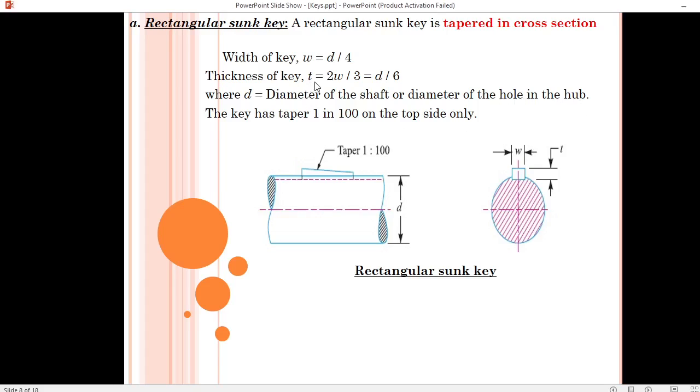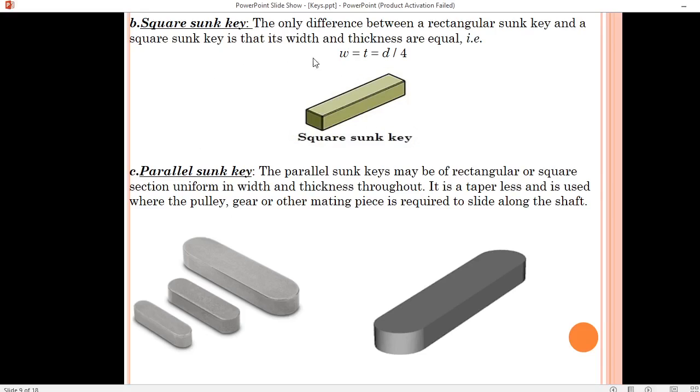Next, thickness of the key. Thickness of the key T is equal to 2 into W divided by 3. So in place of W we can write down D by 4 and we are getting D by 6. Next is our square sunk key. So here you can see this is a square sunk key. The main difference between rectangular sunk key and square sunk key is the width and the thickness, rest is the same. So here width is equal to thickness is equal to D by 4.